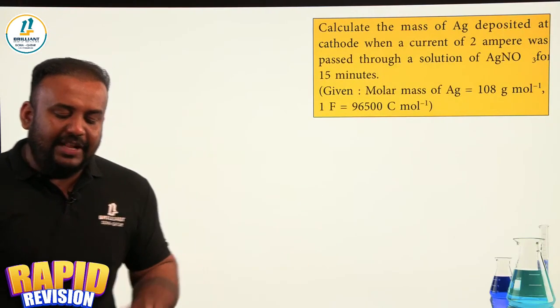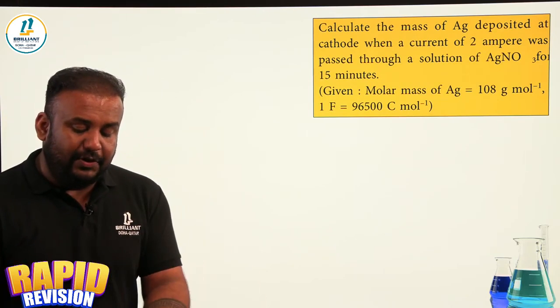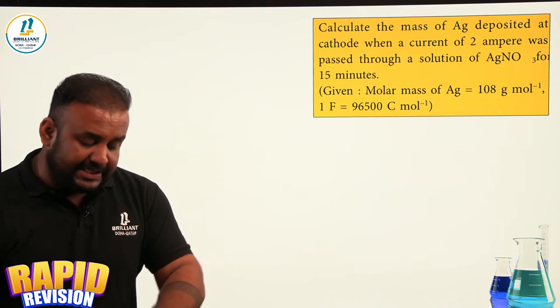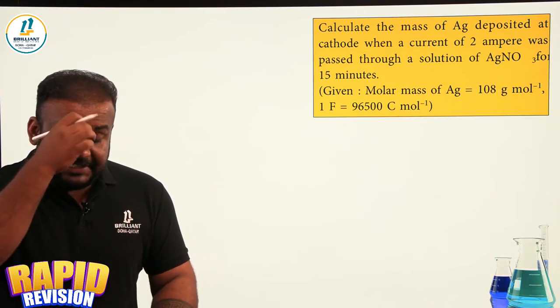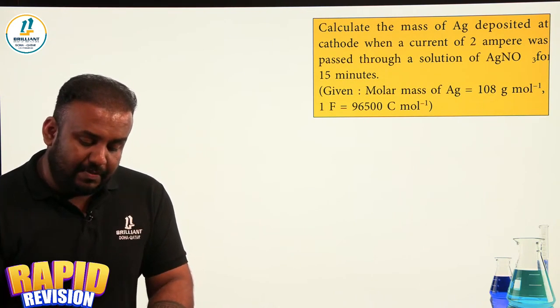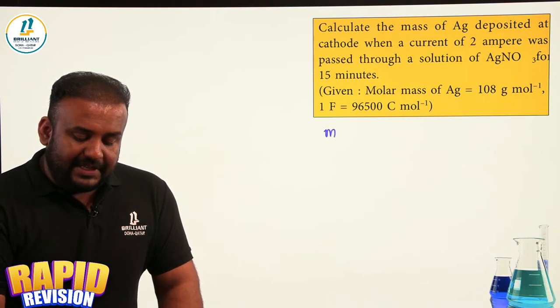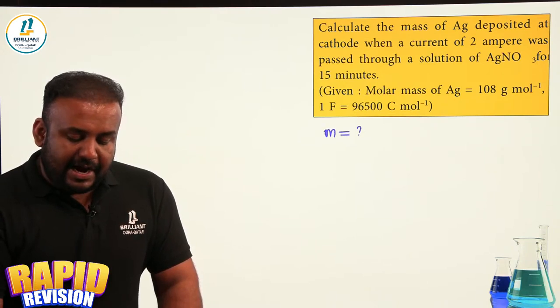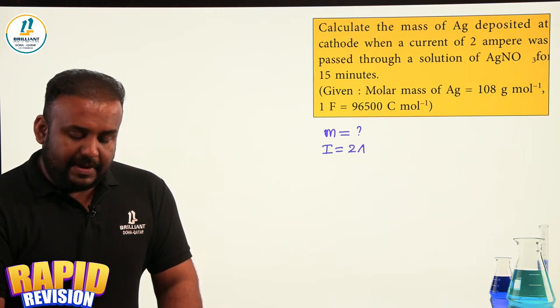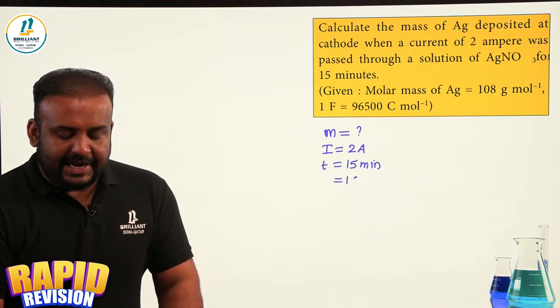The next one: calculate the mass of silver deposited at the cathode when a current of 2 ampere was passed through a solution of AgNO3 for 15 minutes. Given molar mass of Ag is 108, 1 Faraday is equal to 96,500 coulomb. Okay, direct question. We need to find the mass of silver deposited. Current is given as 2 ampere and it is passed for 15 minutes. Time is equal to 15 minutes. See, better take it in seconds. So that will be 15 into 60 seconds.